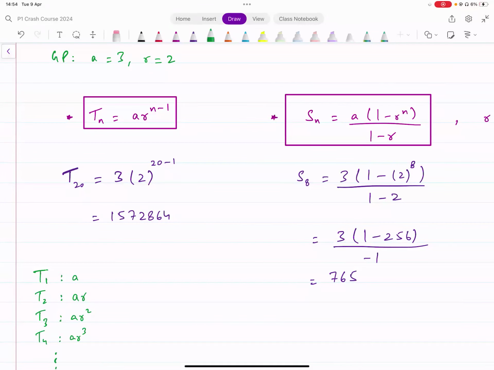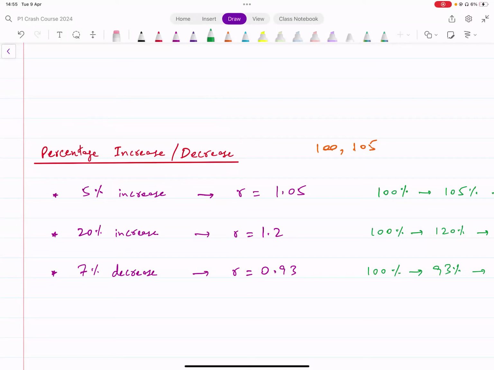Whenever you have a case like this, with the same percentage increase every time or the same percentage decrease every time, this would always be a geometric progression. Always a geometric progression when a number is being increased or decreased by a percentage. Since it's a GP, you should be able to find the ratio of such sequences.